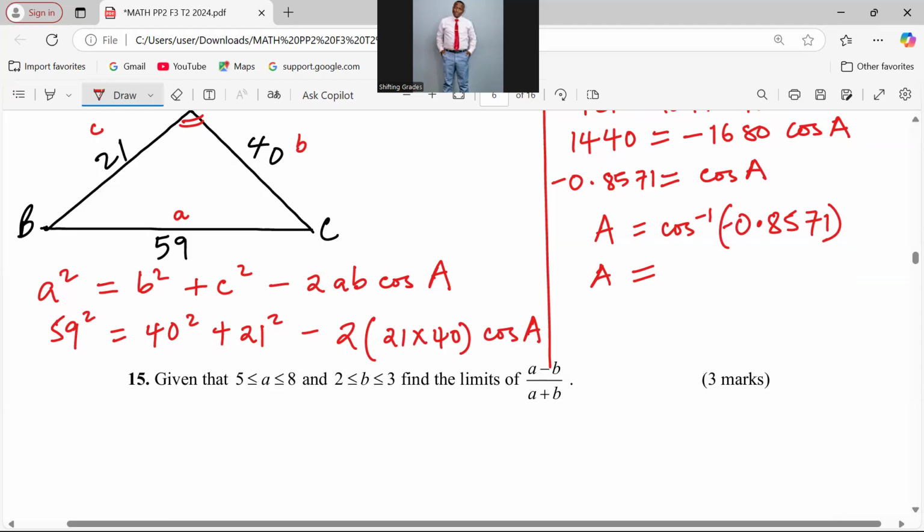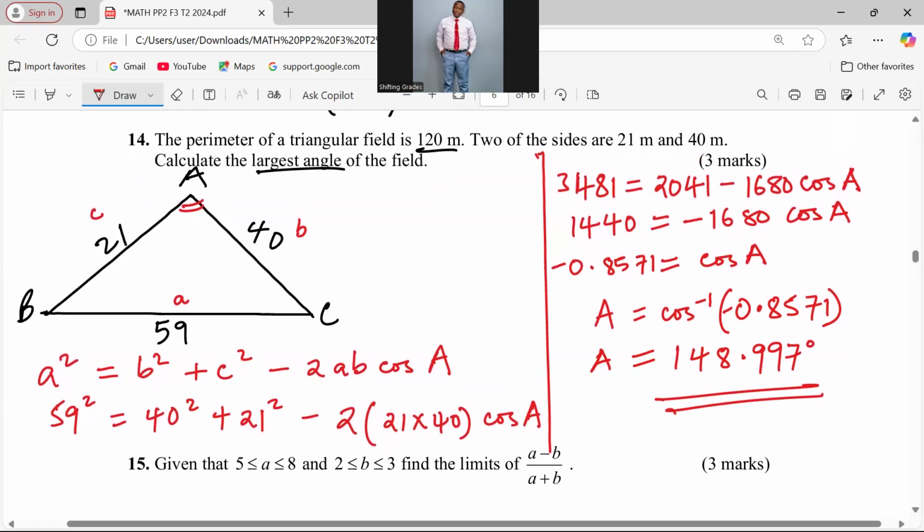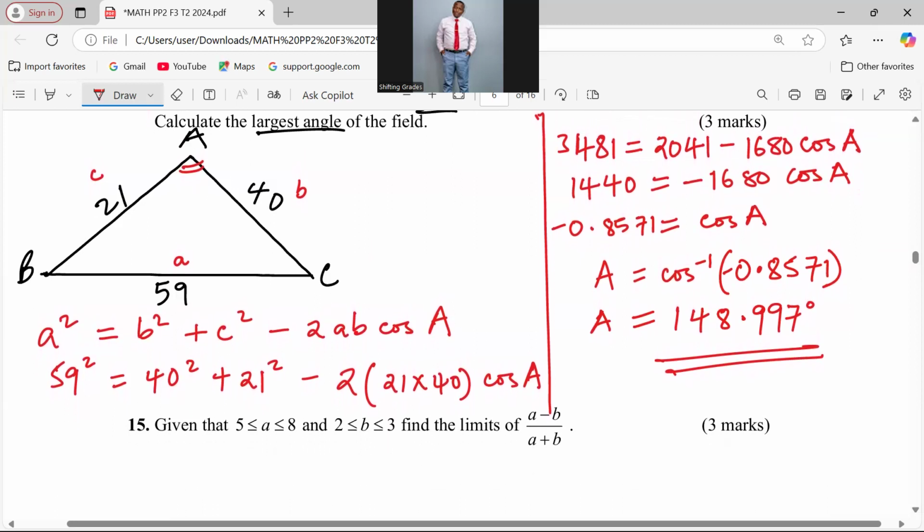And this becomes 148.997. Yeah, that is it. So that is how we work it out.